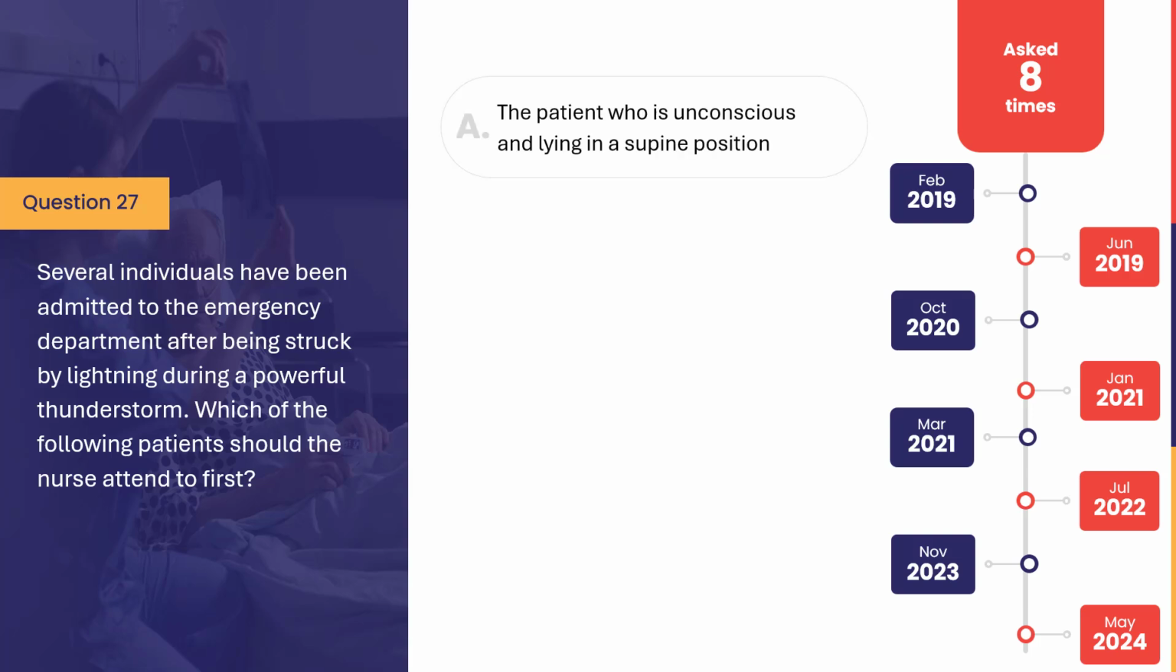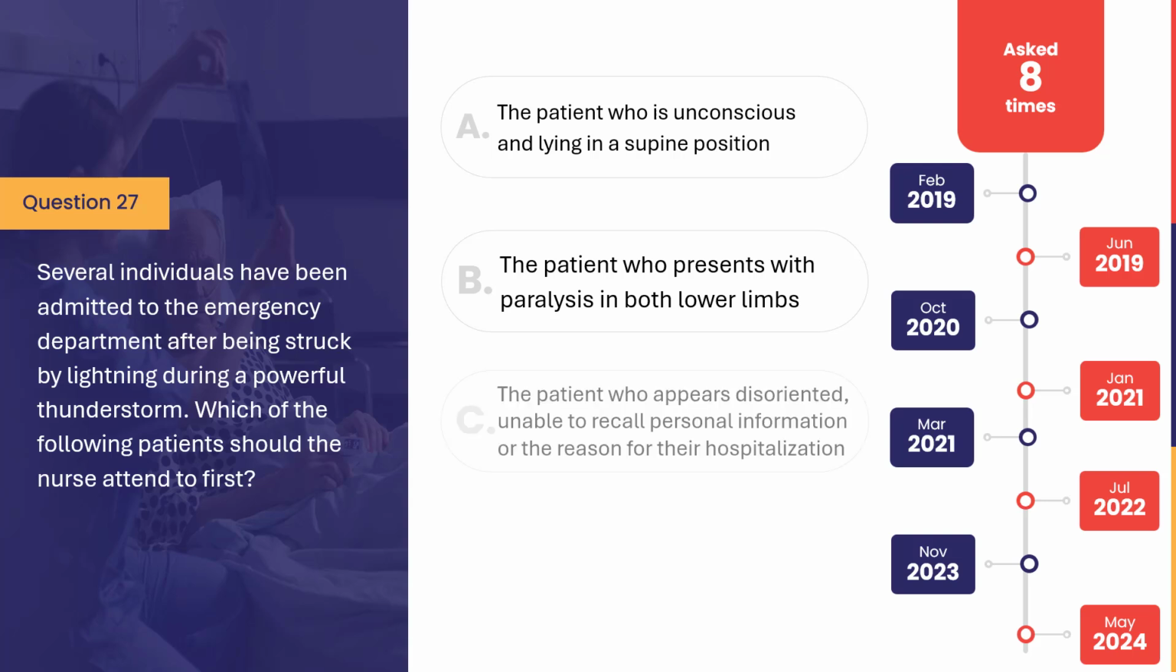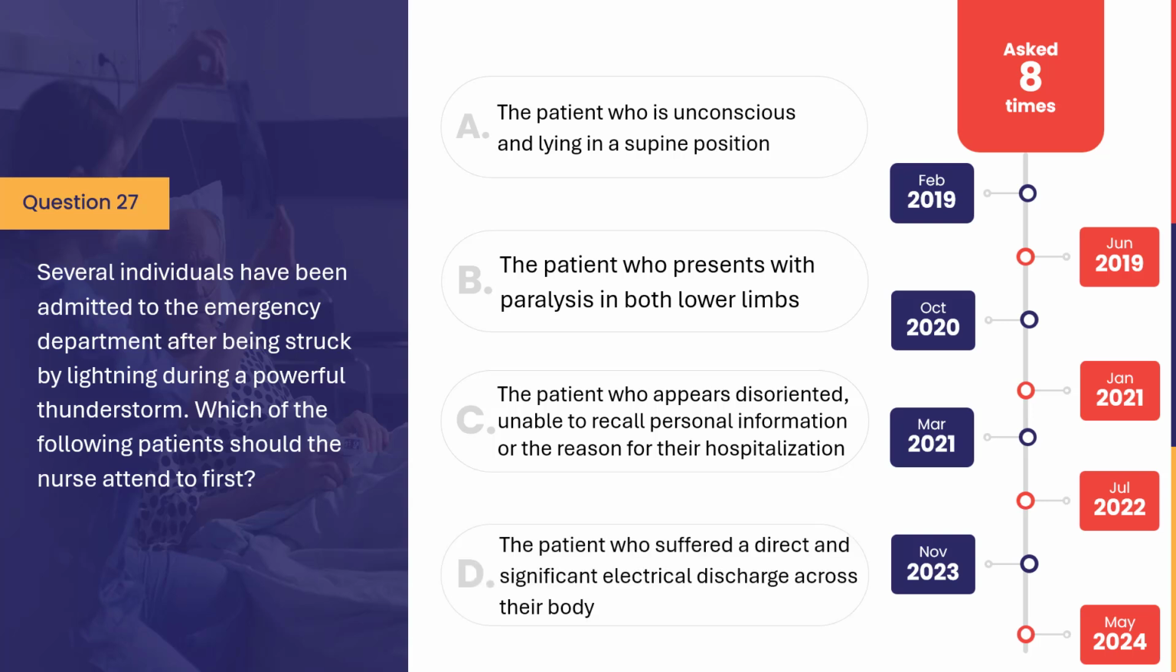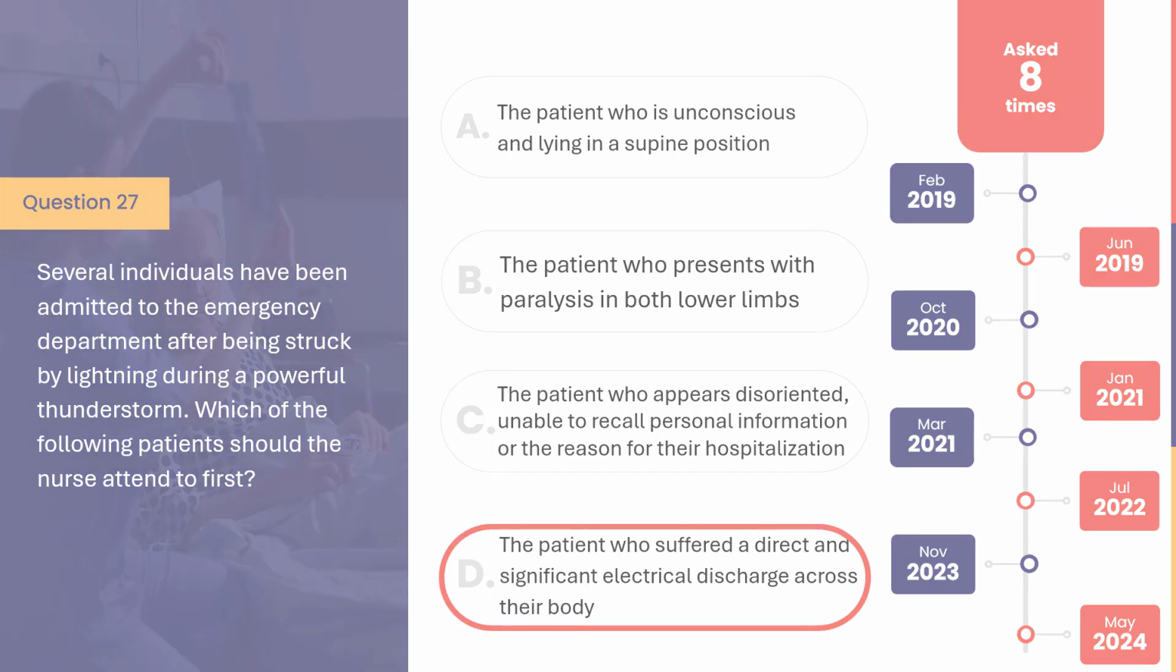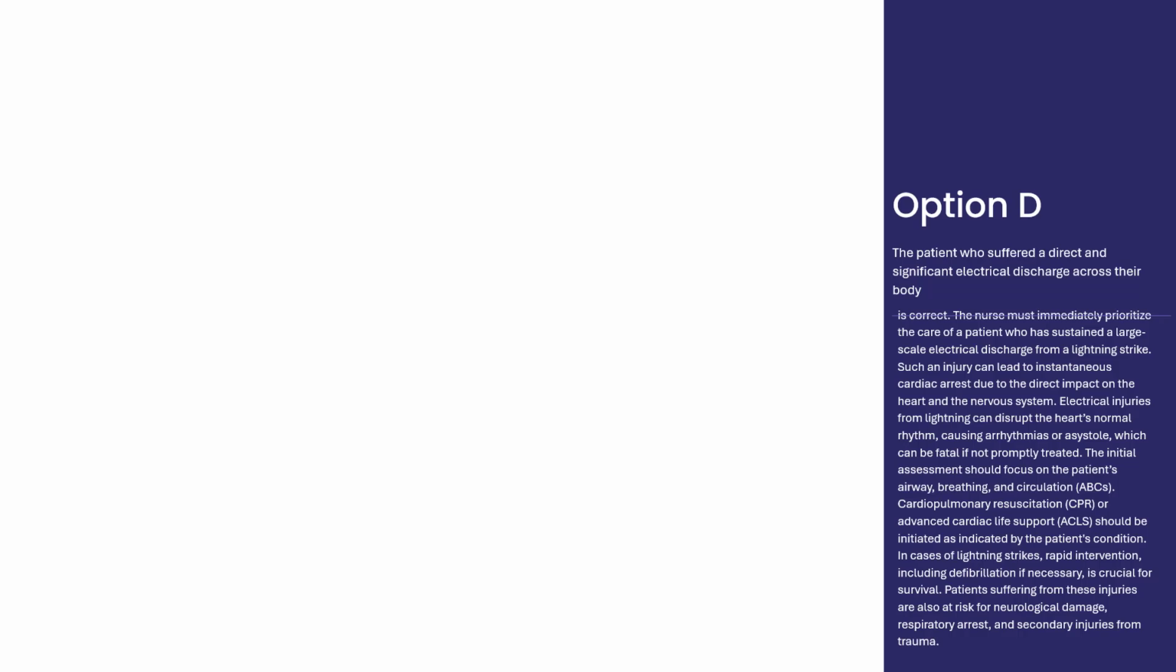A. The patient who is unconscious and lying in a supine position. B. The patient who presents with paralysis in both lower limbs. C. The patient who appears disoriented, unable to recall personal information or the reason for their hospitalization. D. The patient who suffered a direct and significant electrical discharge across their body. The correct answer is D. The patient who suffered a direct and significant electrical discharge across their body.